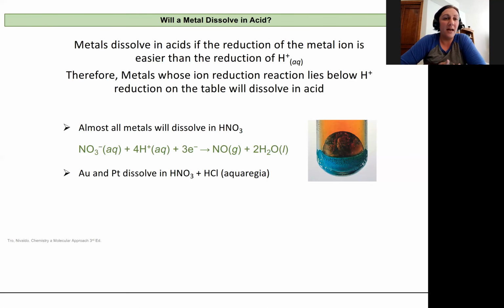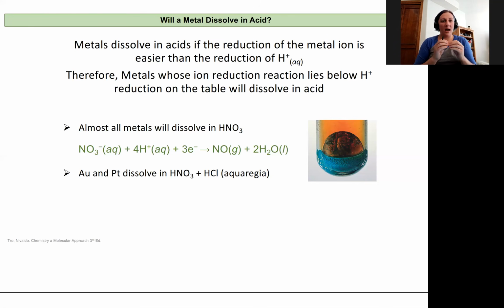And so metals tend to dissolve only in acids when the reduction potential of the metal ion is actually easier to do than the reduction of the H plus ion. So if that metal ion reduction potential lies below the hydrogen reduction potential on our standard table of cell potentials, it'll dissolve in acid. And not all of them lie below it. There's many metals above it too. But a lot of them will dissolve in nitric acid or in acid in general.